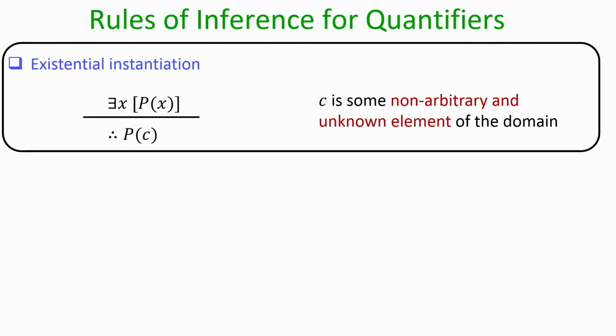Now, the duals of these rules are existential instantiation, which says that if you have the premise there exists x P of x, then you can conclude that proposition P of C is true, where C is some non-arbitrary but unknown element. I stress here that you may not know what exactly the element is, but you will know that since P is true for some x in the domain, let C be the x for which it is true. What exactly is that C? You may not know that.